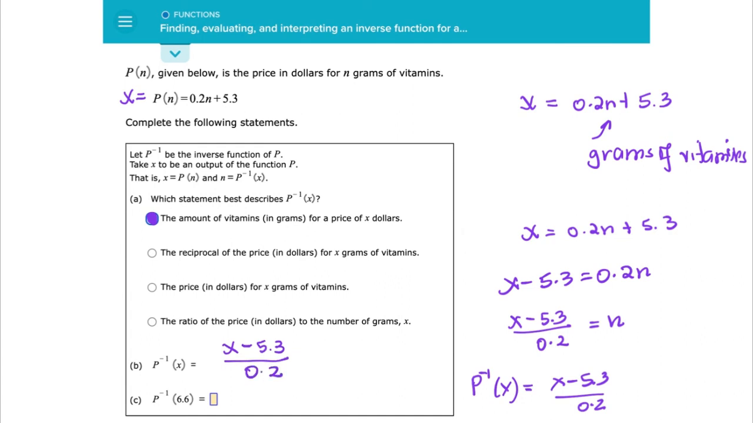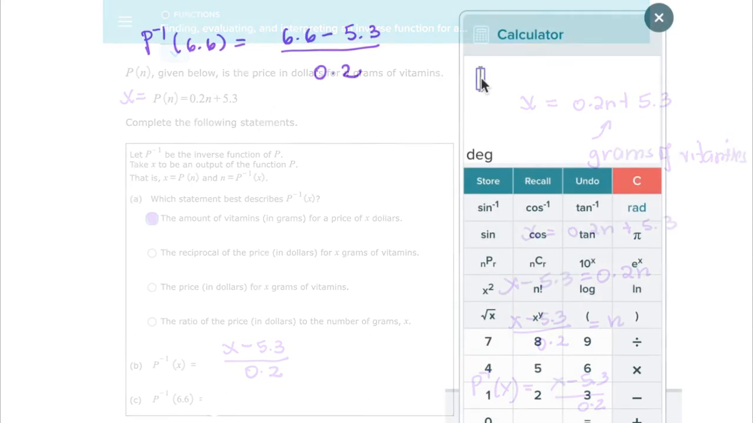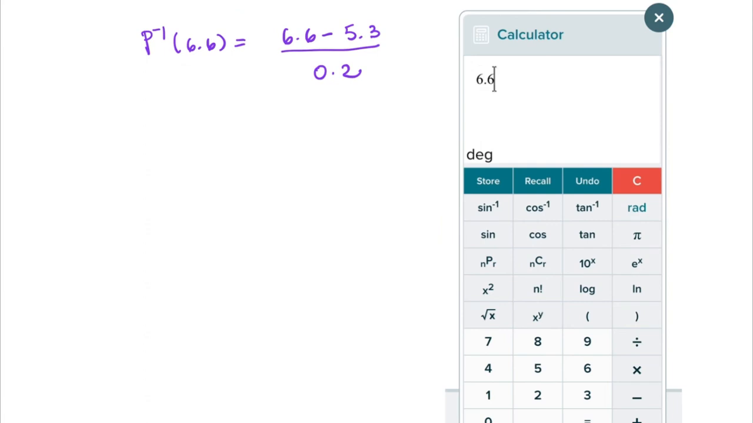Our next step, we're asked to find P inverse of 6.6. So to find P inverse of 6.6, we're going to substitute in 6.6 for x. So we'll have 6.6 minus 5.3 over 0.2. Substituting into the ALEKS calculator, 6.6 minus 5.3, double-clicking to highlight the difference, and then dividing by 0.2, selecting equals, and we get 6.5. So when the price is $6.6, we're going to end up with 6.5 grams of the vitamin.